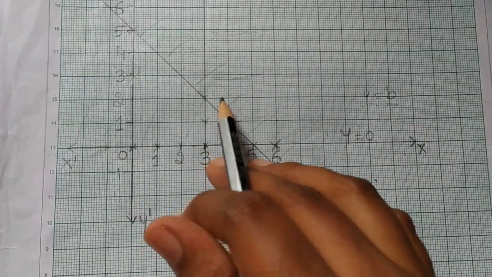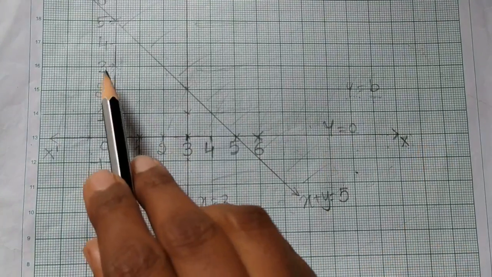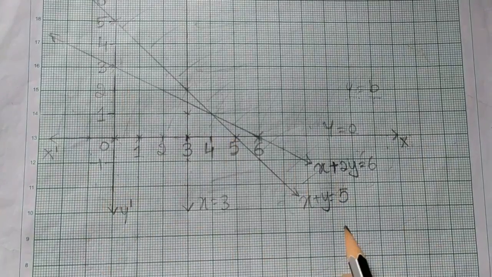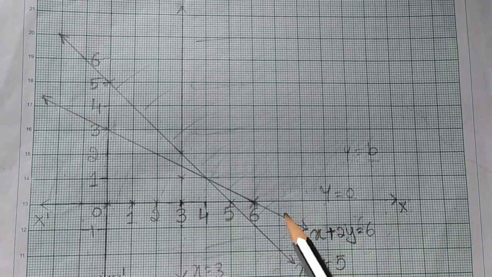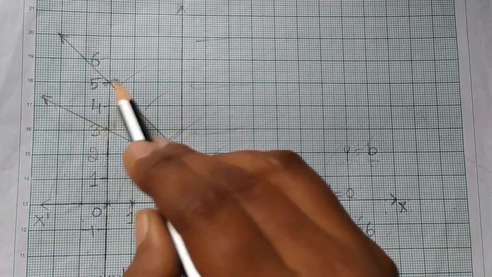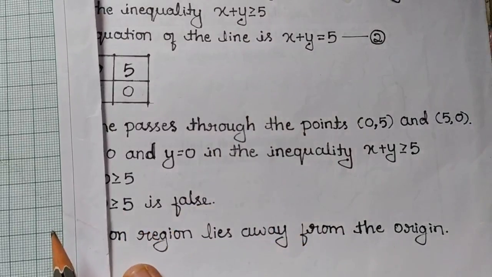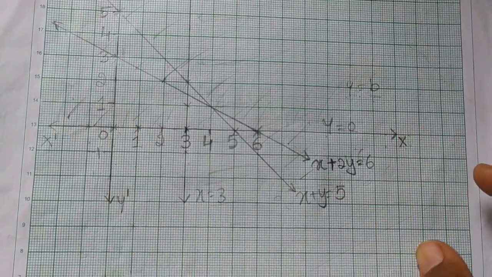The inequality contains the equality sign also. So I draw a solid line passing through these points. I have drawn the line and written its equation. Now the solution region of this inequality lies away from the origin. This is the region lying away from the origin. And the last inequality is y greater than or equal to 0. For that I have already drawn in the graph. Now we have to discuss the feasible region.